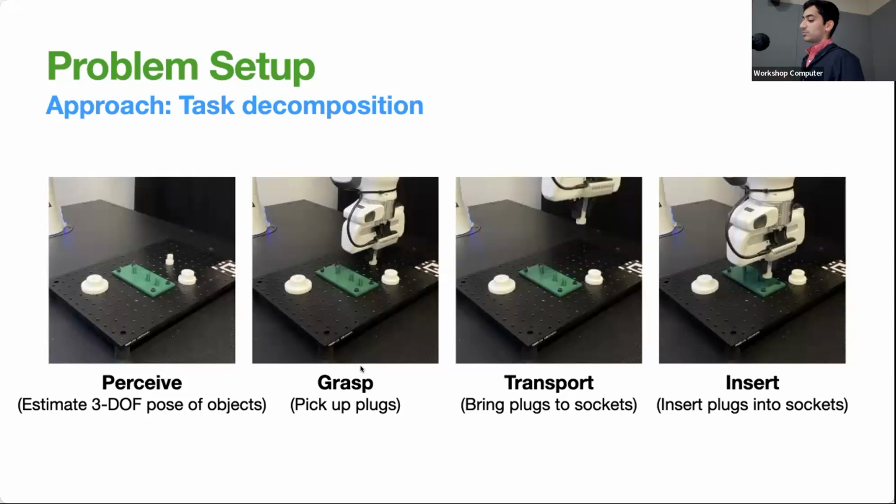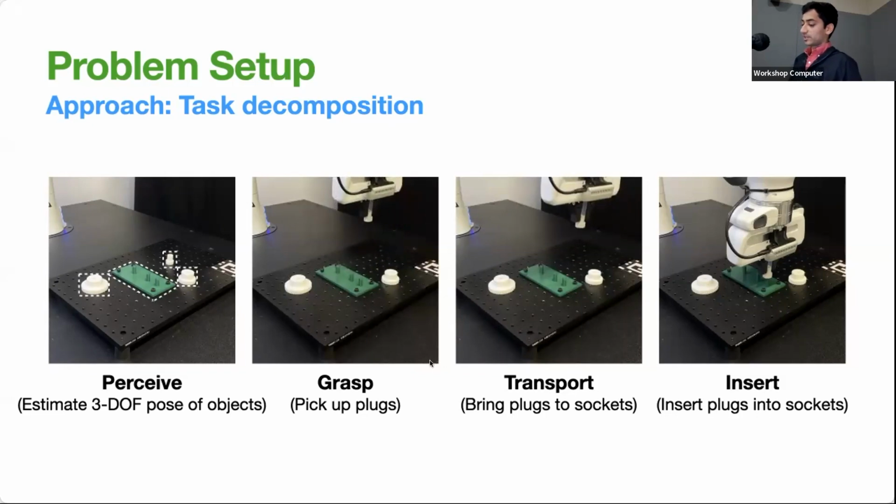As with the nut and bolt problem, we decompose this task into simpler subtasks. First, perception, which entails detecting each plug and estimating its x, y, and theta coordinates on the work surface. Second, grasping, which entails moving to each plug and executing a stable grasp. Third, transport, which entails moving each plug to its corresponding socket and aligning it. And fourth, insertion, which entails inserting each plug or gear into its socket.